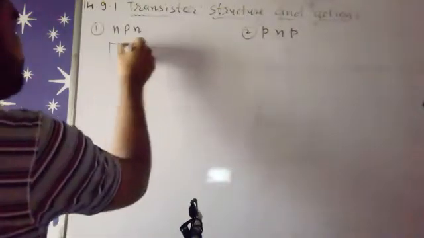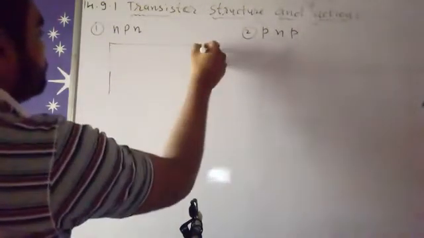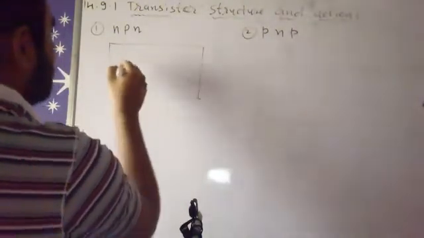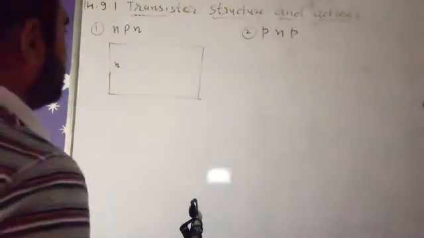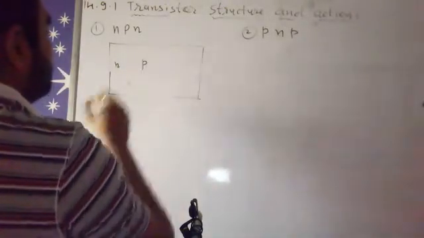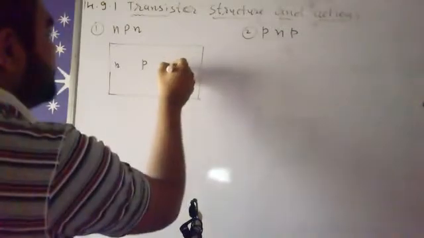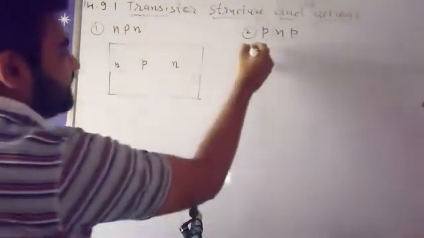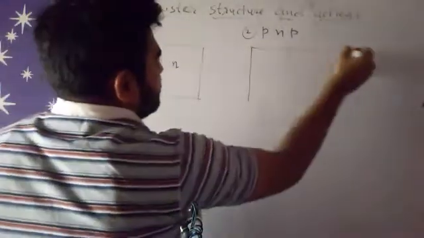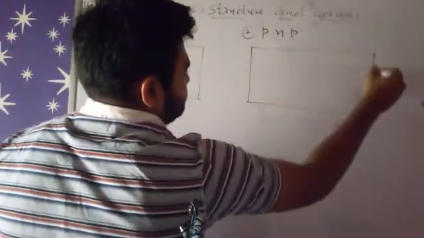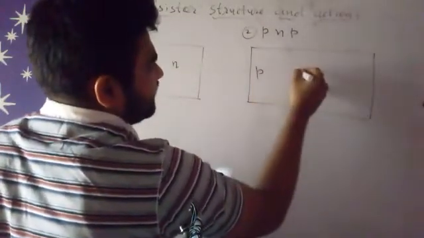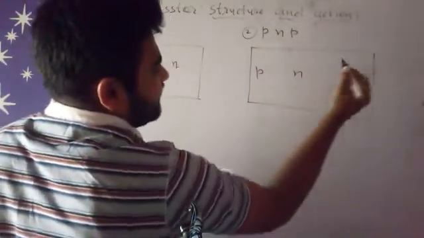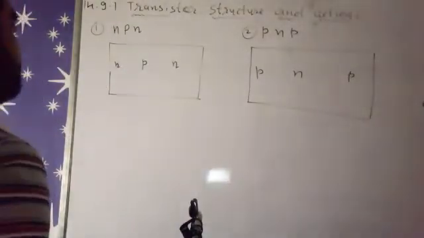Okay. Now the construction of the NPN. Basically, we have an N type semiconductor, between them a P type semiconductor, and here another N type semiconductor. Similarly here, first a P type semiconductor, then an N type semiconductor, and then a P type semiconductor, right?